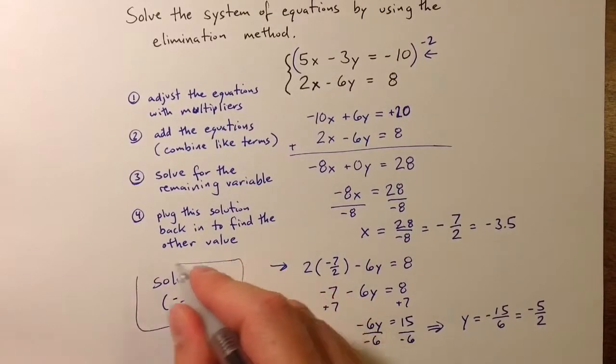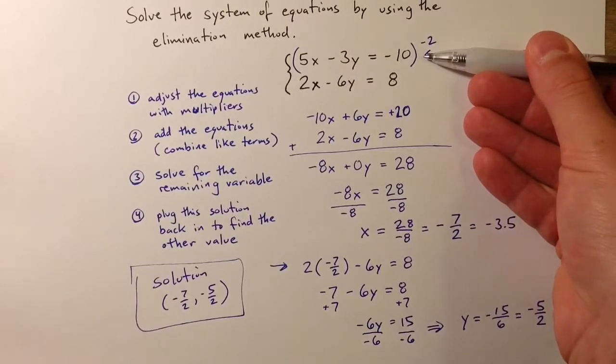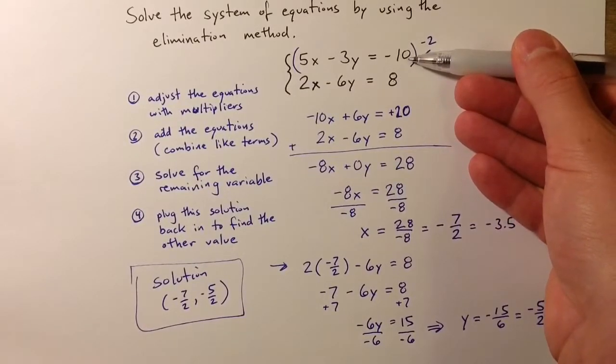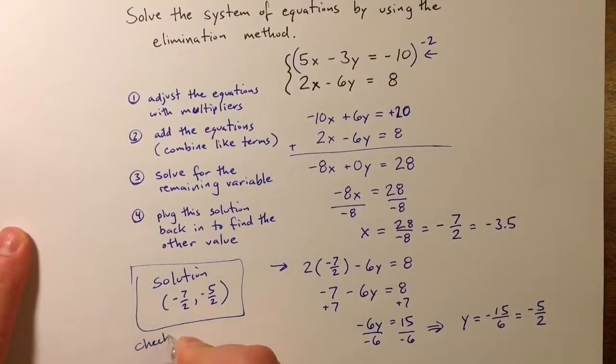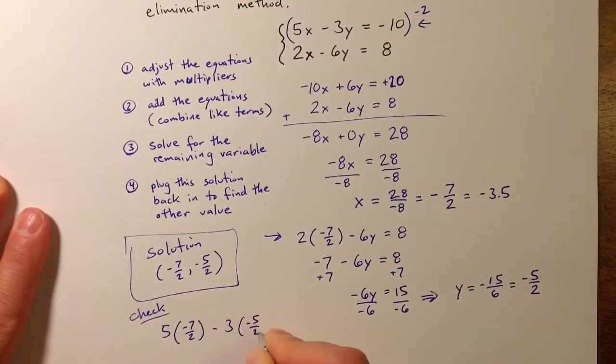It's a great idea to check, and we can do that by plugging things back into the first equation. I used the second equation to find the second variable. So if I plug both of those values into the first equation, I can check to make sure that we do have a solution for both of those. So taking a moment to check, I get 5 times negative 7 over 2 minus 3 times negative 5 over 2. And I want to see if that does in fact equal negative 10.